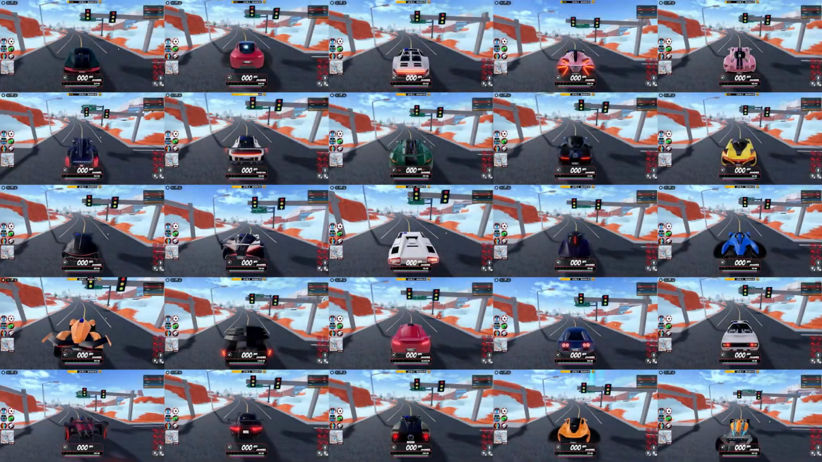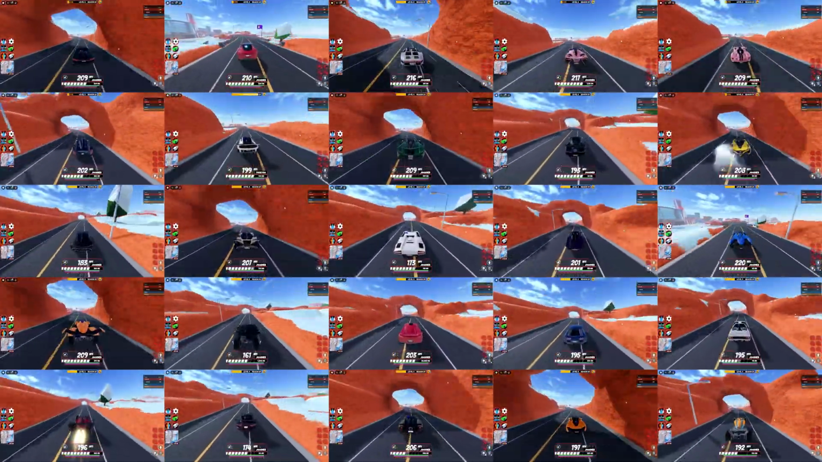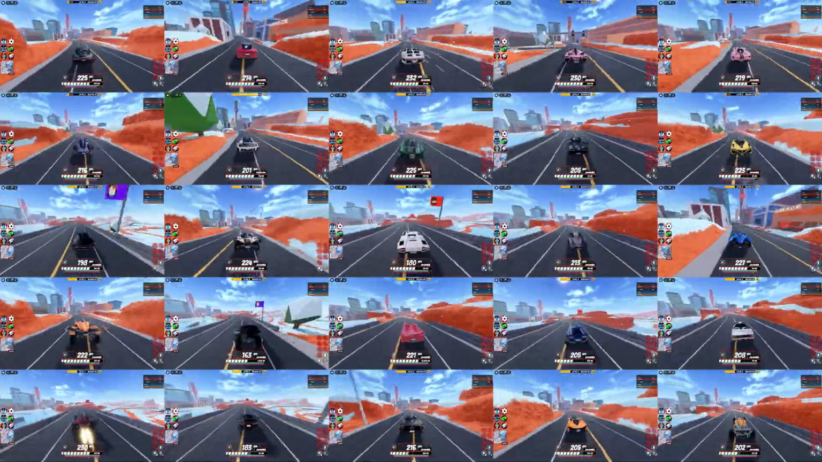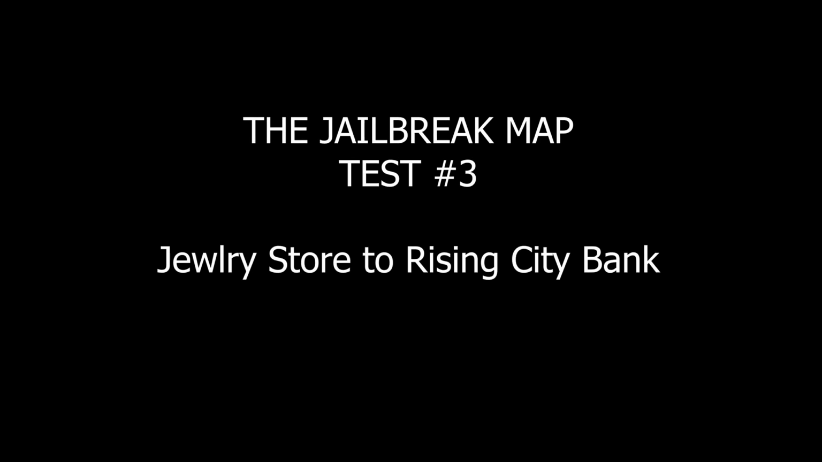Test number 2 is the drive from the prison to the Rising City Bank. This time, the Manta comes first, followed by the Roadster, the Successor, and the Aperture, which all finish in under 15 seconds. Next is a drive from the jewelry store to the Rising City Bank, going through the tunnel.